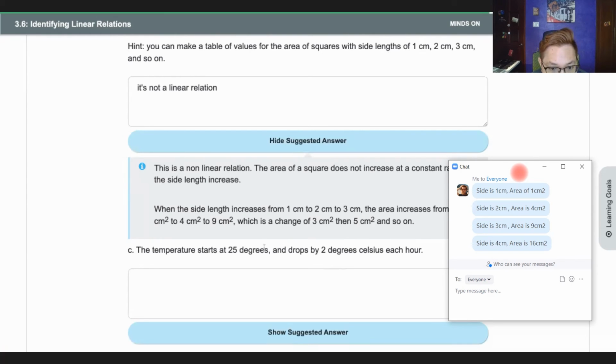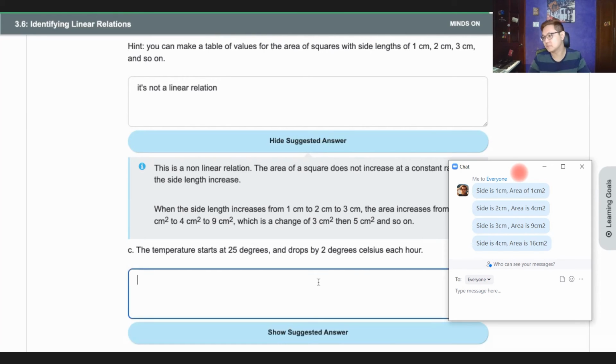Temperature starts at 25 degrees and drops by 2 degrees Celsius each hour. It's linear, because each hour it drops 2, drops 2, drops 2, drops 2.